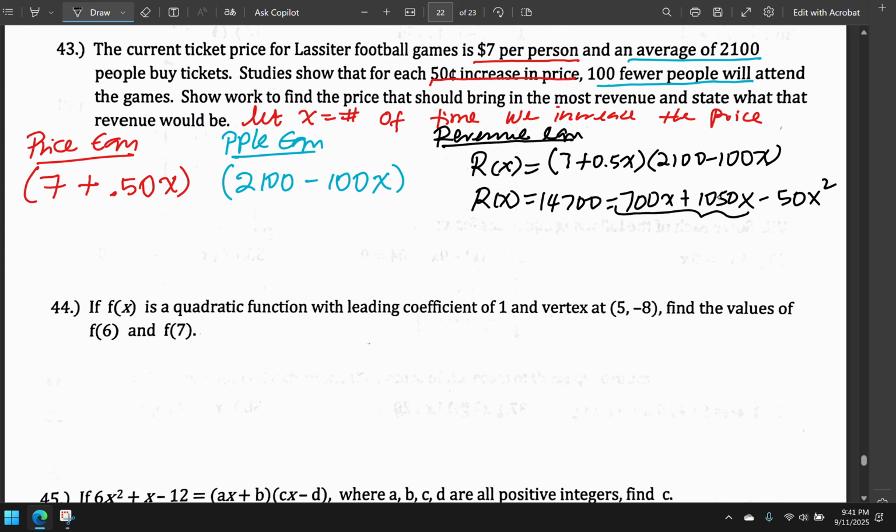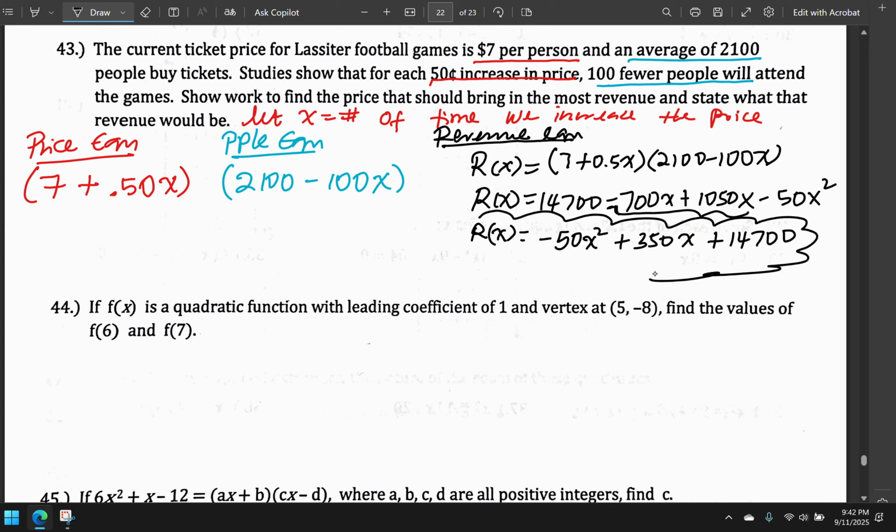These are like terms. Let's combine them and then write this in standard form, which means start with the highest degree down to the smallest degree. So negative 50x squared. Negative 700 plus 1,050 is plus 350x. And then plus 14,700. And this equation is the revenue equation. This tells you a lot, so let's actually break this down. If we were to graph this function, it would open downwards, like it would be upside down. Why? Because the leading coefficient is a negative number.